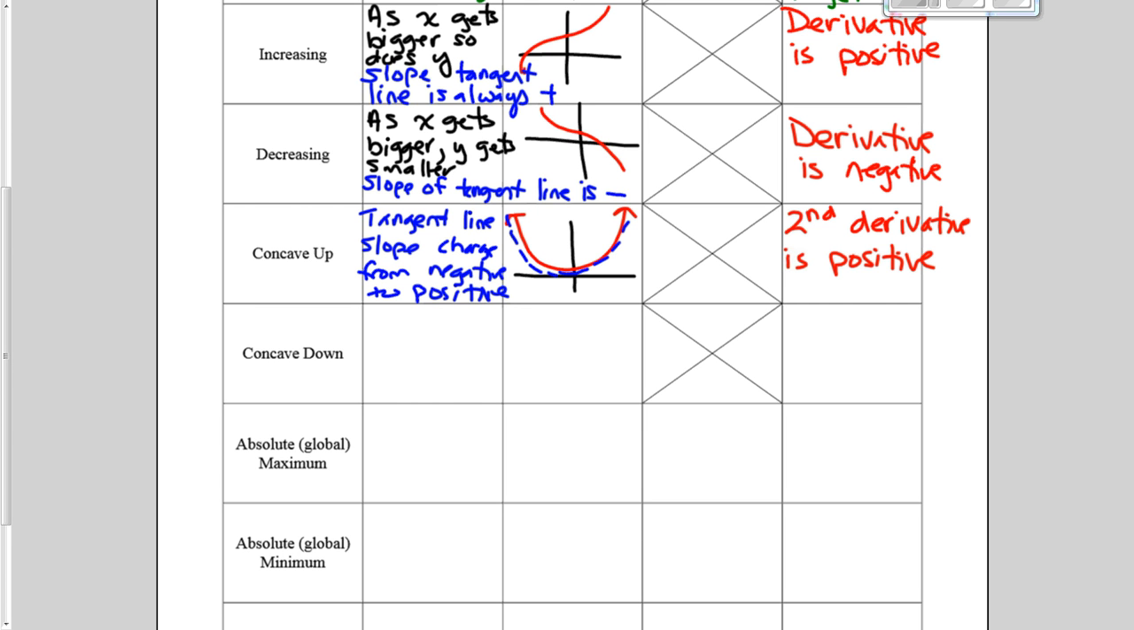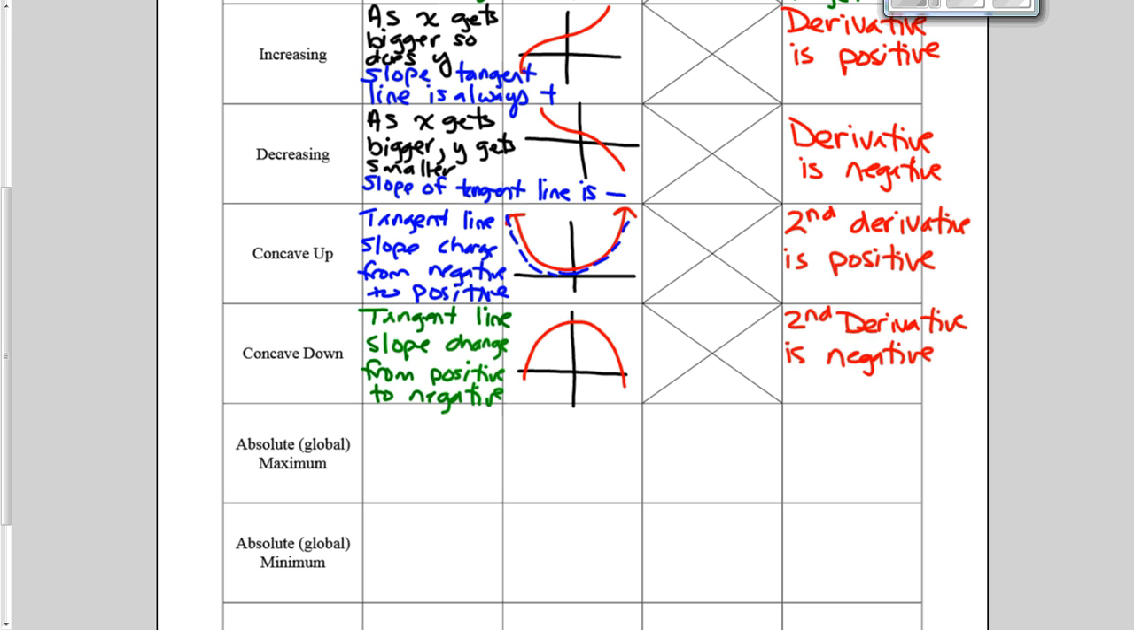What I'm asking you to do now is do the concave down row. Pause the video and complete the row for concave down. So here is the concave down row. Pause the video and fill in anything that you need to fill in.